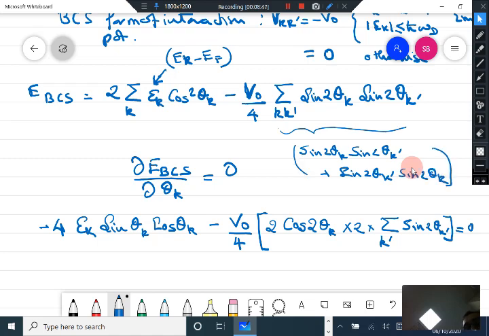Remember, there will be terms in this expression because of the summation over k prime. You will have sin 2 theta k sin 2 theta k prime, and sin 2 theta k prime sin 2 theta k. Both these terms will be available, but these two are identical terms, so therefore there will be a factor 2 which will come out. For all these terms there will be such terms present throughout, so you will take twice of that.